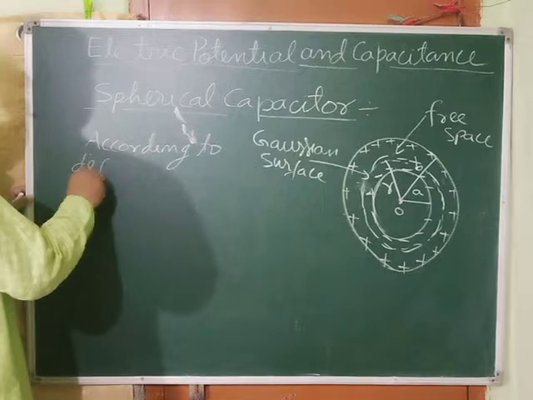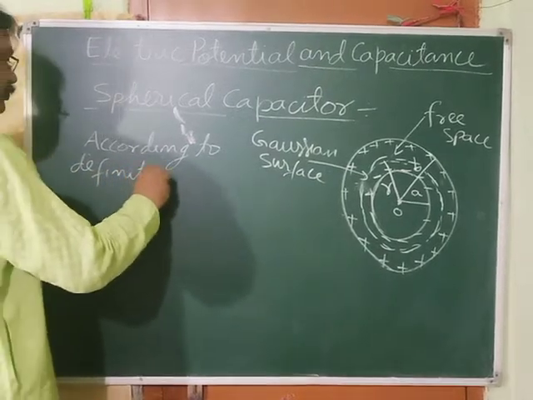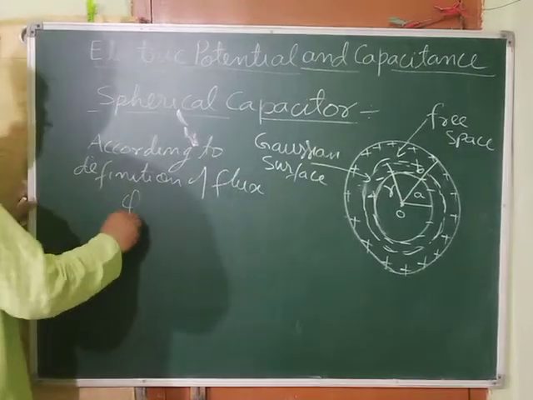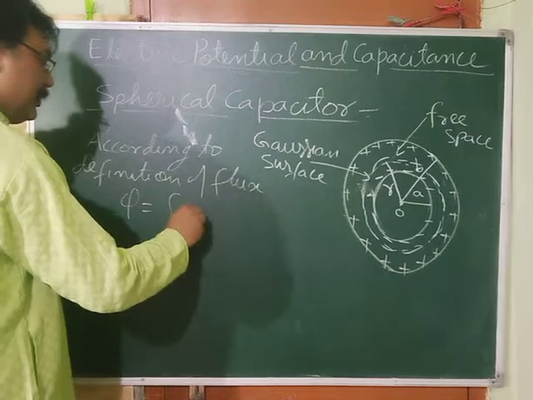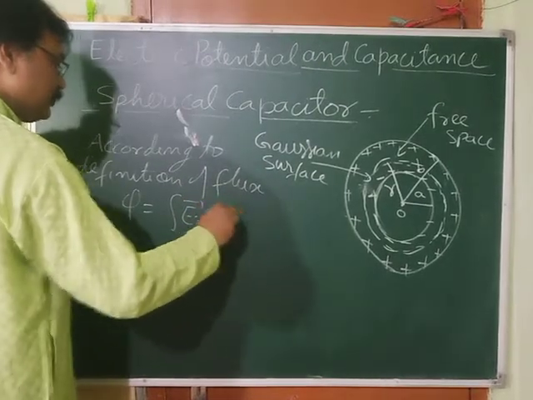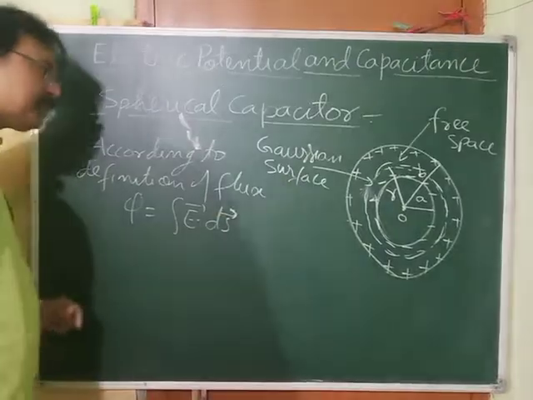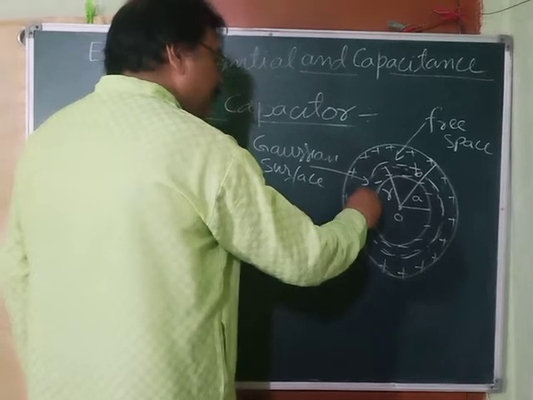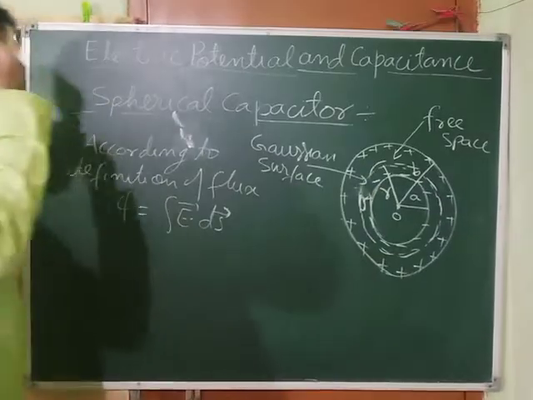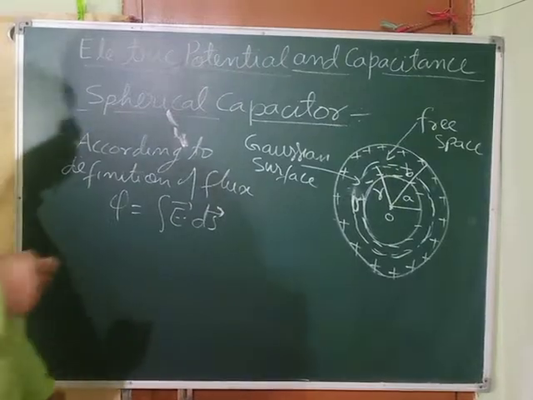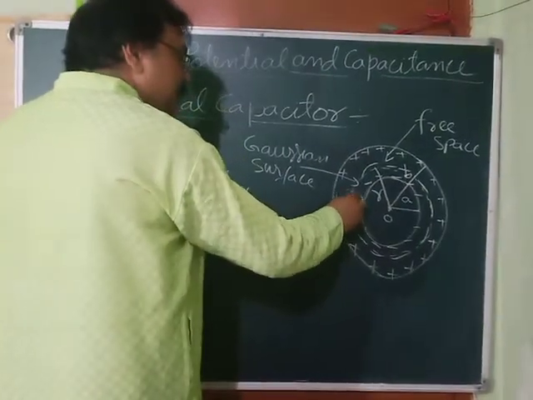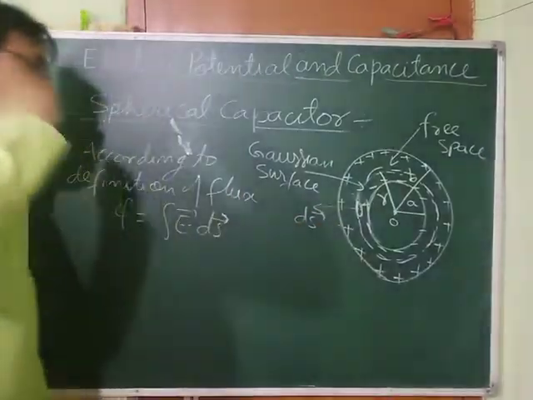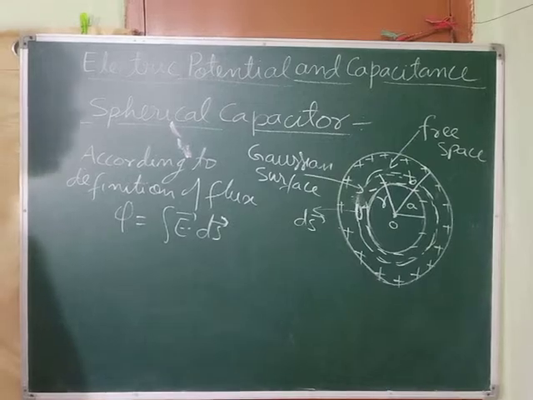Okay. Done. Now, according to the definition of flux, what we know is phi equals the integral of E dot ds. Okay. Now see, if you take a small part of this surface, what will you find? You will find that the surface has an area vector in this direction, that is ds. And what about the electric field?